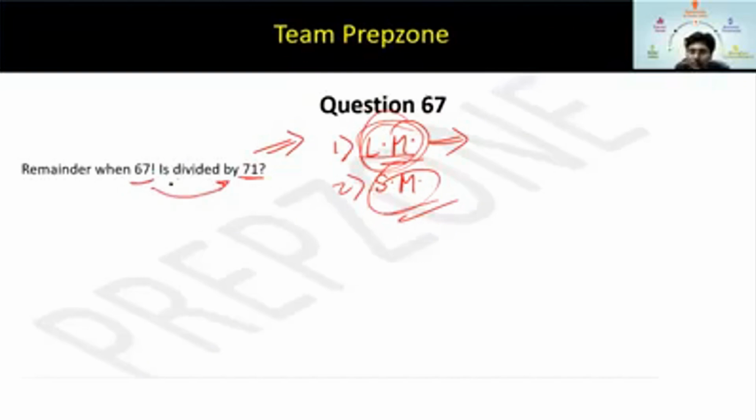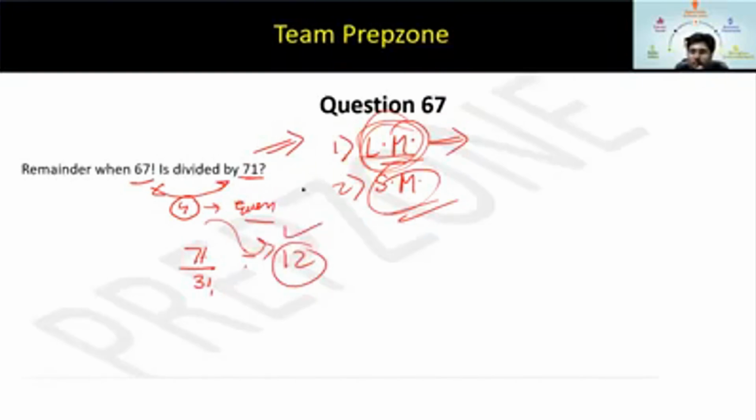So what is the difference here? Difference is 4. Difference is even. Okay. I have to divide 71 by 3 factorial, right? If I am dividing this by 3 factorial, what I am getting is approximately 11.xx. If I convert it, it will be 12. Answer is 12 because this is even. Clear?